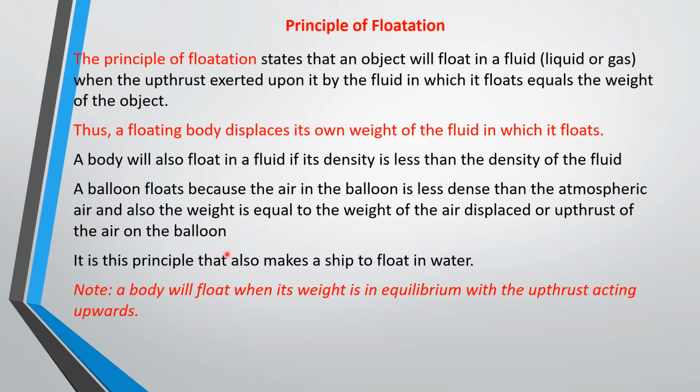So it is this same principle that makes a ship float in water. Okay, so it is the principle of flotation that makes ships float in water. A ship will displace its own weight of the water in which it floats, and ships are less dense than the liquid in which they float. Okay, so a body will float when its weight is in equilibrium with the upthrust acting upwards. Alright, so this is the principle of flotation. Okay, so having gotten this background information, we are going to be discussing relative density.